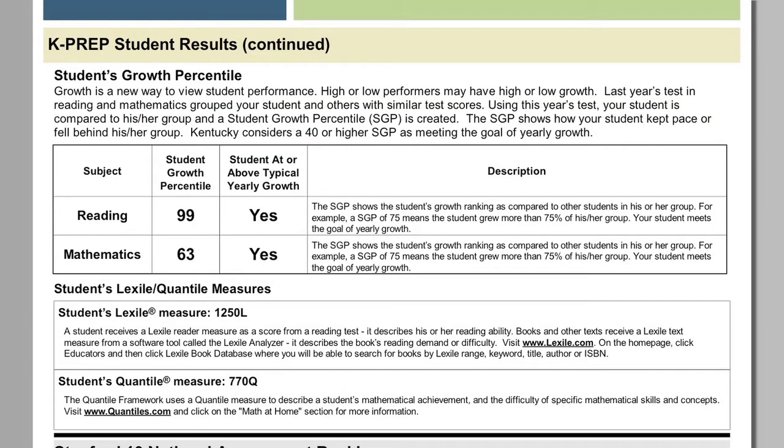Moving to the back page, you will see your student's growth percentile. Last year's test in reading and mathematics grouped your student and others with similar test scores. Using this year's test, your student is compared to his or her group, and a student growth percentile is created, which shows how your student kept pace or fell behind the group.